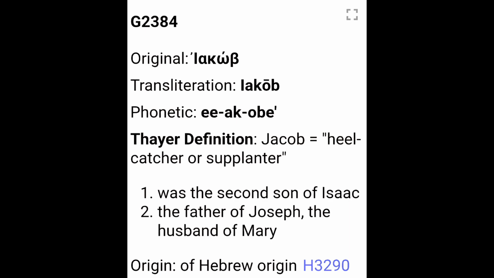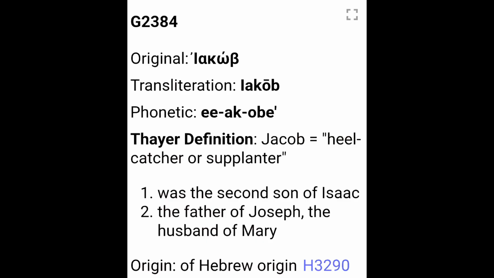And of course, Jacob and Esau were born as twins. Esau was born first, but Jacob's hand grasped the heel of Esau as he was to be a supplanter, that is, to take the place of the firstborn.